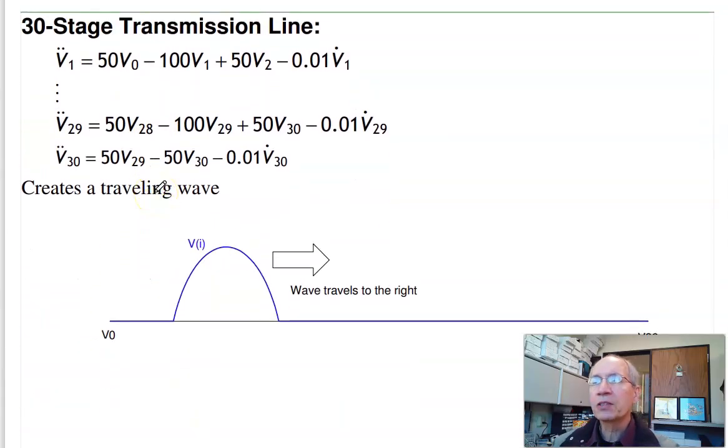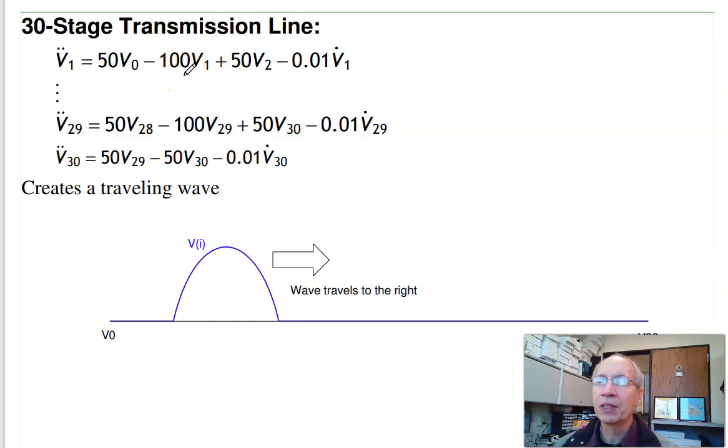In terms of why it's called the wave equation, that shows up better if I increase the number of nodes. So if I repeat for 30 nodes, what I get are 30 coupled second-order differential equations. Now, the first 29 are very similar. It's the same pattern of 50, minus 150.